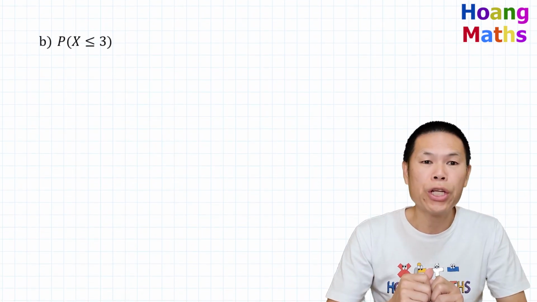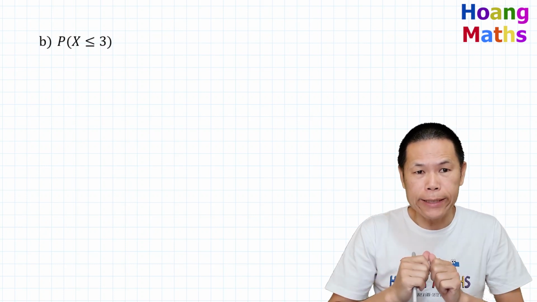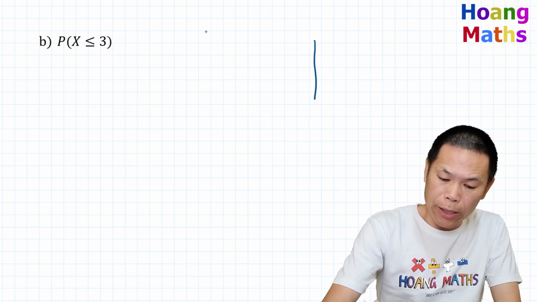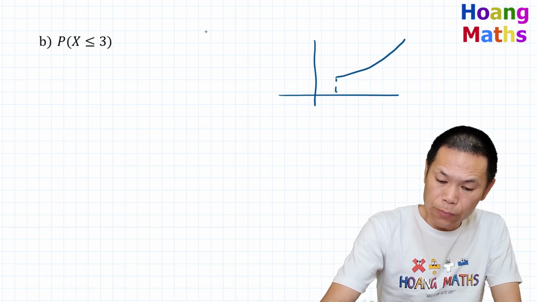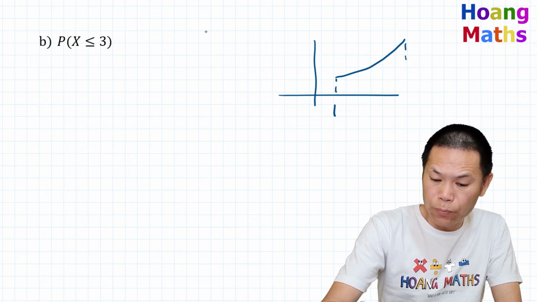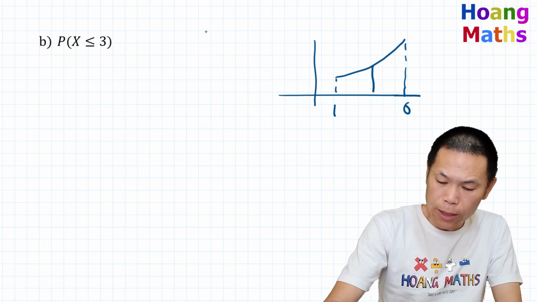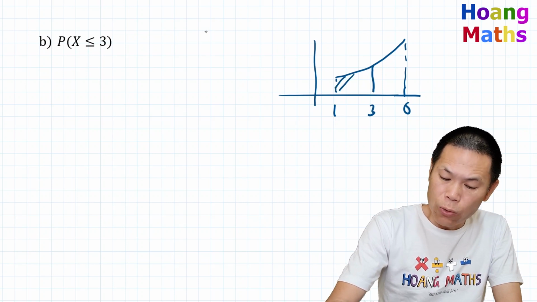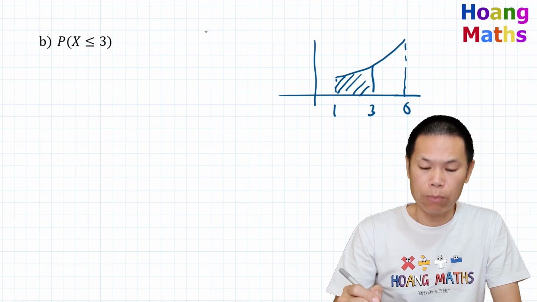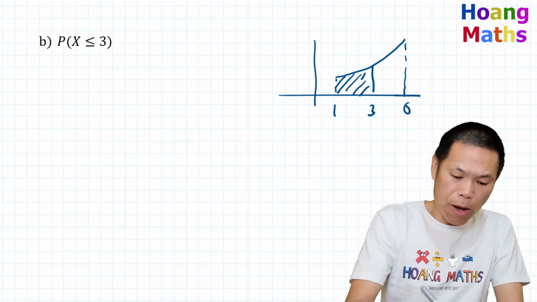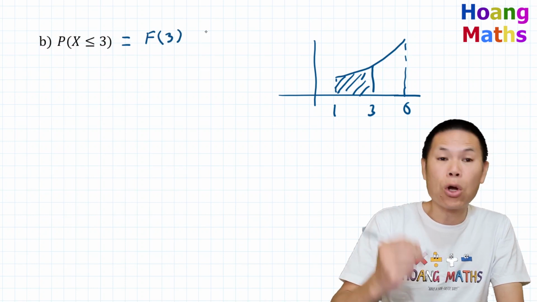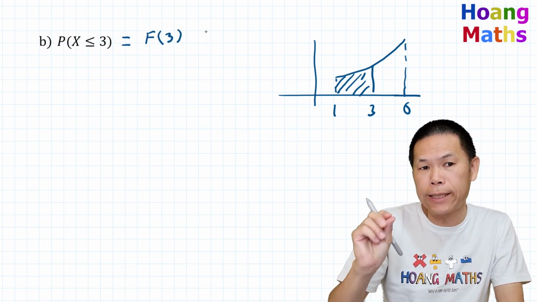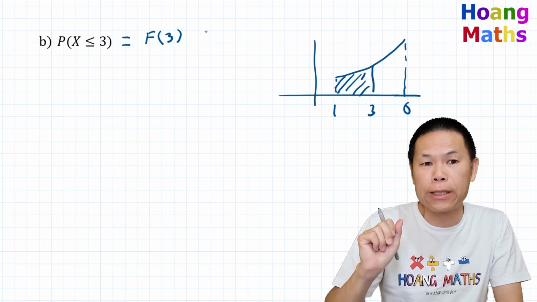Now, part B. We need to work out the probability that X is less than 3. If you think about it, less than 3, and we know the function is this, from 1 all the way to 6. We just need to work out the probability that X is less than 3 or less than or equal to 3. They're the same. To work this out, remember, this is equal to the cumulative function of 3, because we know that the probability of less than x is equal to capital F of x.